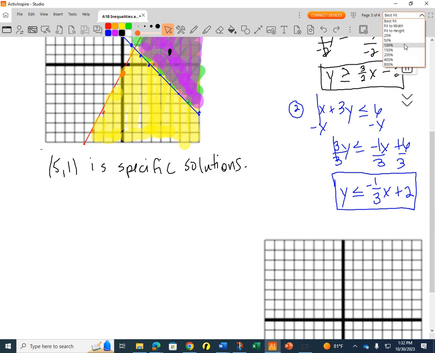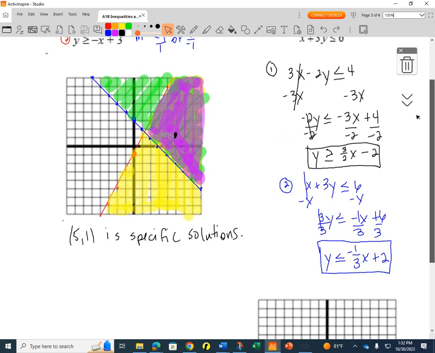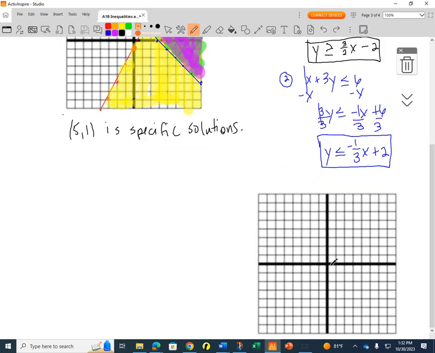All right, so now we're going to go ahead and graph the first inequality. What's the y-intercept for this first inequality, Aiden? Negative 2, very good. So we're going to go down here, negative 2 on our coordinate plane, and put in a big dot. And now our slope for that one? 3/2. Very good. It's a positive 3/2.